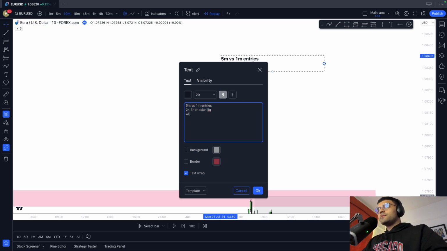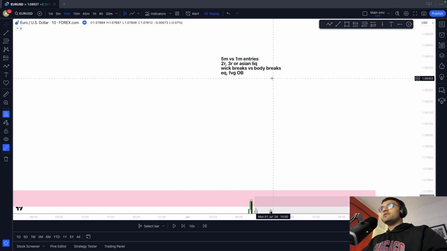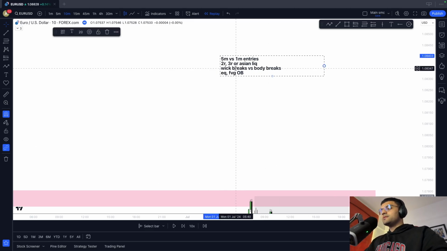And note, something else is wick breaks versus body breaks. And the last thing is, what are you going to enter off? It's going to be EQ, FVG, or an order block. These are things for you to test and note in your backtesting.